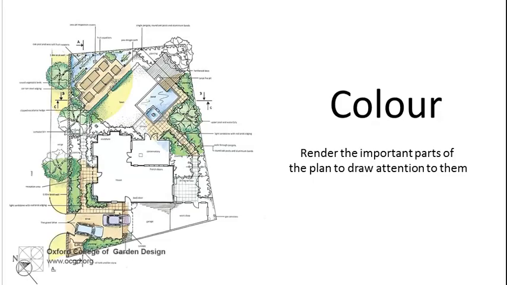There's a temptation often to colour the whole plan in, which is unnecessary. By highlighting the areas we feel are important, we can draw attention to these and leave the less important areas out. Colour, or rendering, as we're supposed to call it now we're adults, is covered in another lecture with artist and designer Joe Chance.